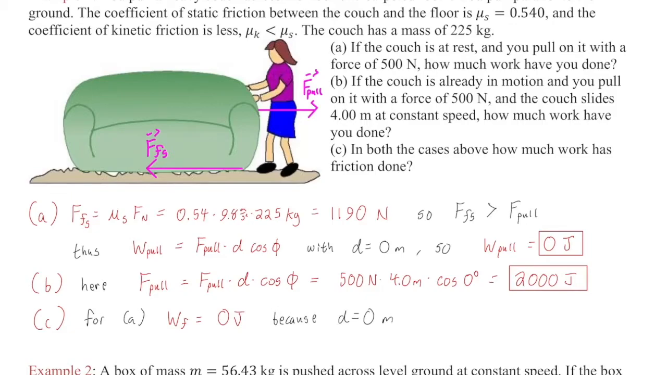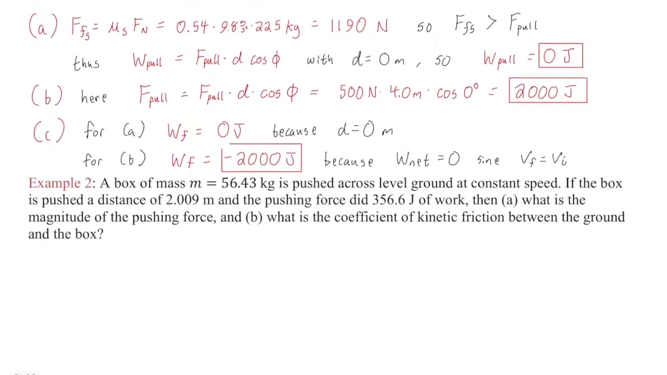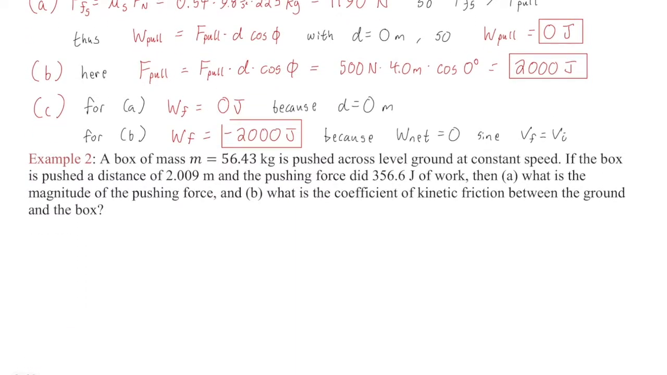But first, in the first case, in part A, there was no displacement, so friction likewise must have done 0 work. So we know for part A, 0 joules, no work. For part B, however, it would be negative 2,000. And I know it would be negative 2,000 because I know that net work is 0 since the final velocity equals the initial velocity. By the net work formula, net work is just work of pull plus work of friction. This is just 0, so we can solve for work of friction, and it's just negative work of pull, or negative 2,000 joules. So, a simple case, but good for getting used to what we mean by work.